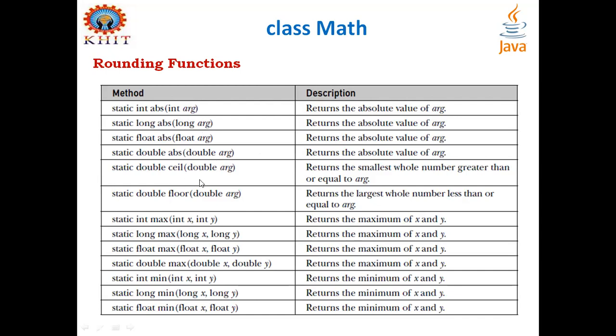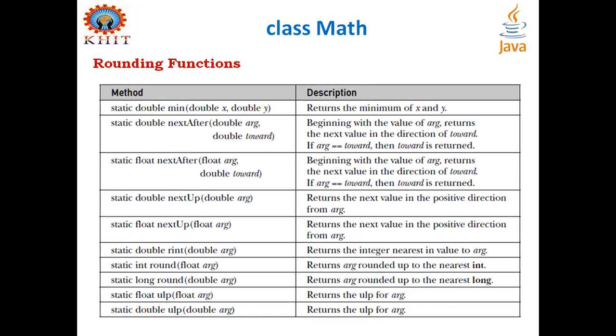You are aware of these two words, and most of the mathematical operations in our programming first year, second year, we will do programs on these values, ceil value and float value. Maximum value for integer, long, float: when you use a set of values, it finds the maximum of the given x and y, and minimum likewise. So these are some rounding functions available in this Math class. We can use all these methods in our programs automatically, by invoking this class name.